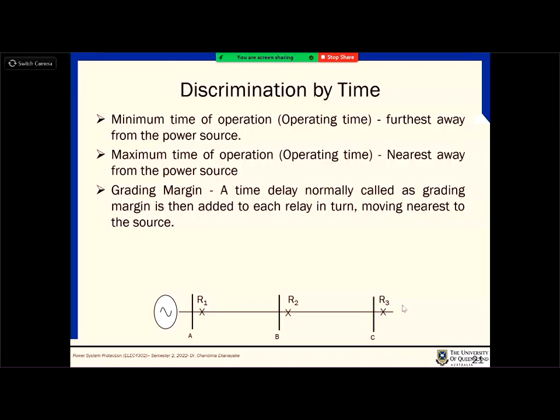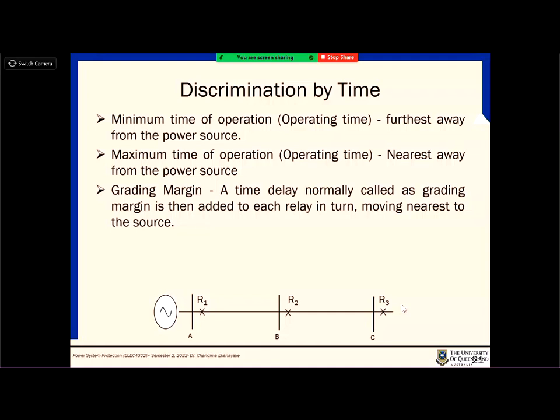There are certain factors which define the grading margin for relays, right? It's not just an arbitrary number, because relays have their own errors, circuit breakers have operating times, and then probably communication channel time, and all those things add up together, right? So we will come to the grading margin in the next slides as well.